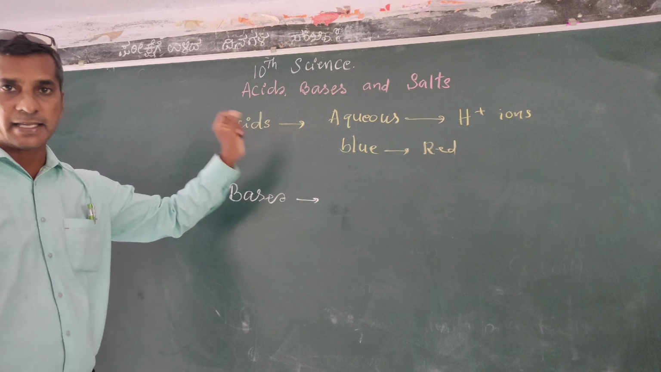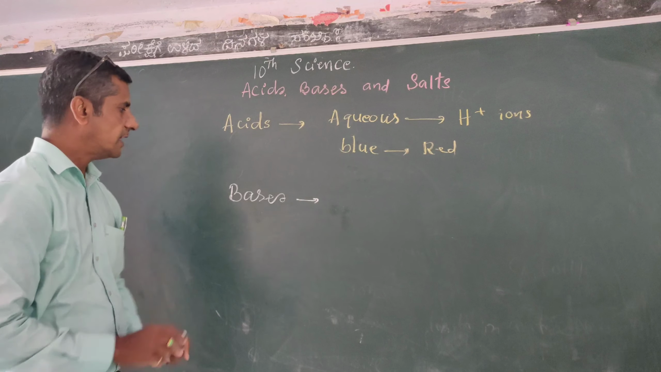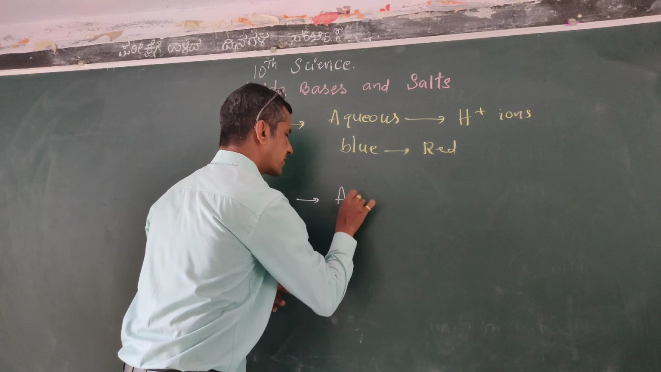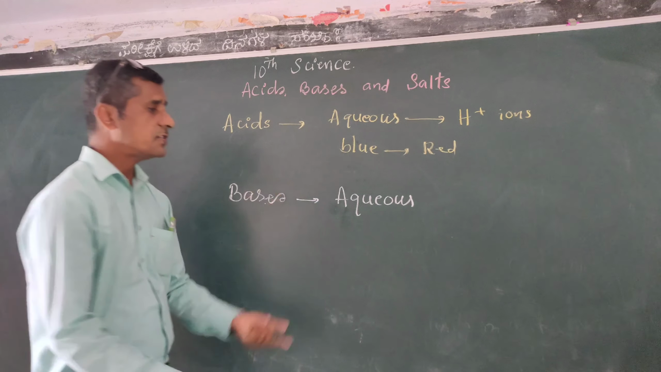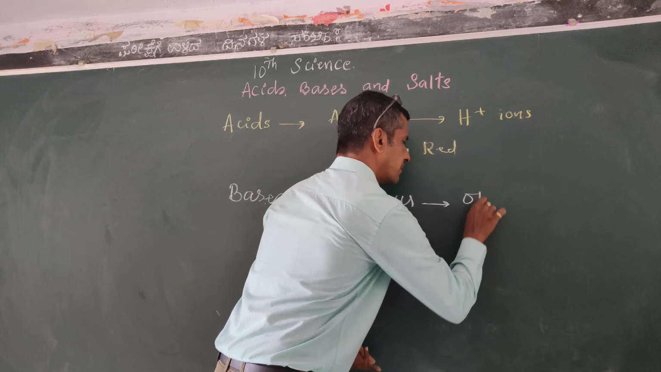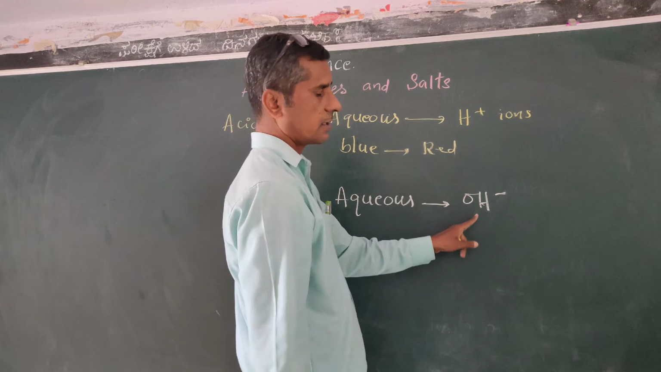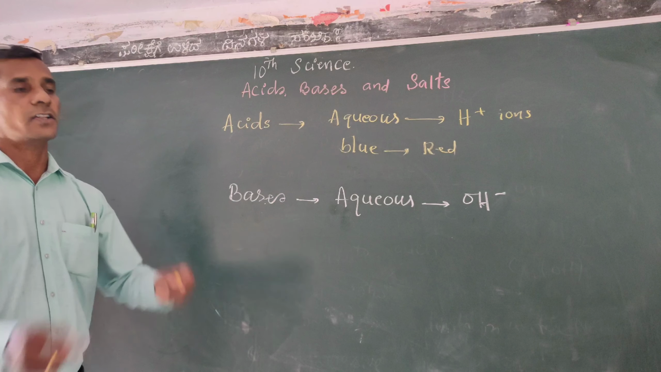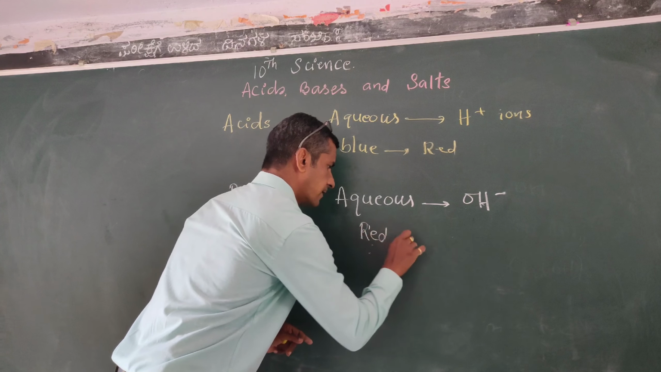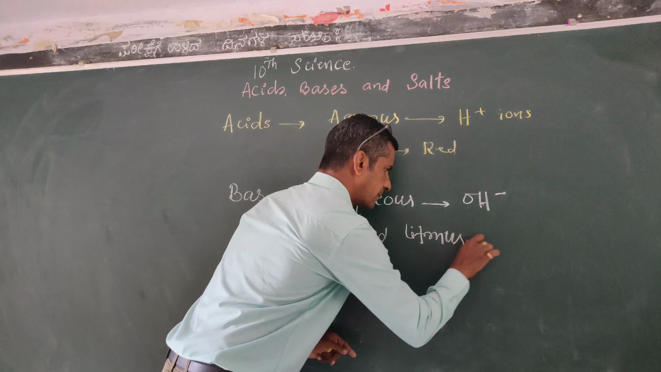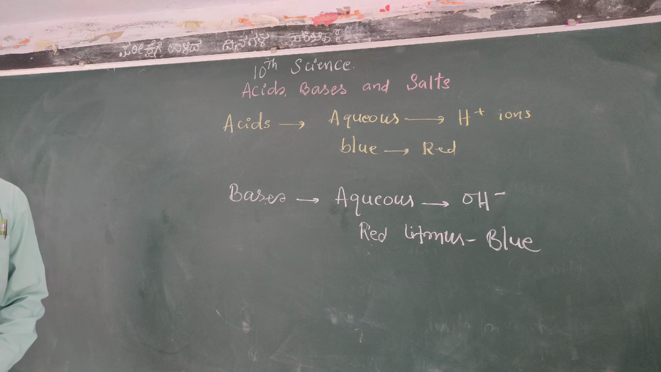Now, on this basis, you give the definition for the bases. I have given the definition for the acids. In the same way, you are supposed to give the definition for the bases. Bases are also aqueous solutions. Which ions are produced? Yes, you are right, they produce OH minus ions. So bases are the aqueous solutions which produce OH minus ions. Also, you can add one more point, that is, they turn the red litmus paper into the blue color. So this is our definition for the acids and the bases.